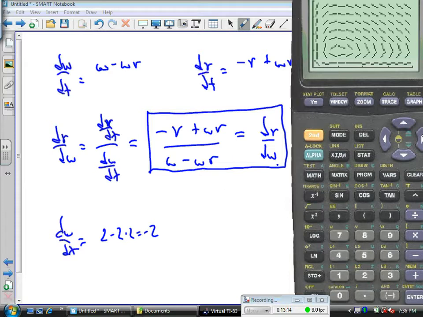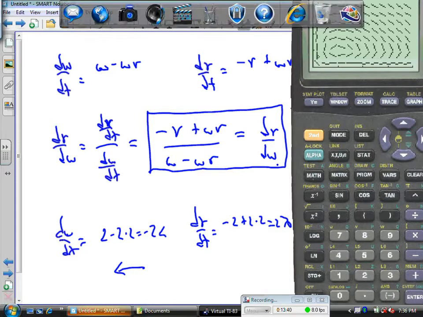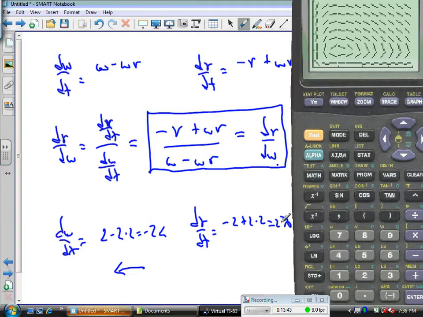What about the dr/dt? That's negative r plus wr. That will be negative 2 plus 2 times 2. Negative 2 plus 4 is 2. So dw/dt is less than 0, and dr/dt is greater than 0. W's go left and right, so I'm going left. R's are the y values. They go up or down. So since it's positive, which way am I going? Up.